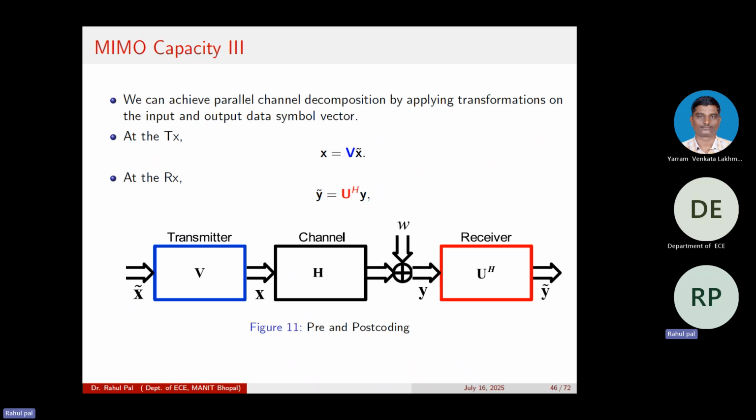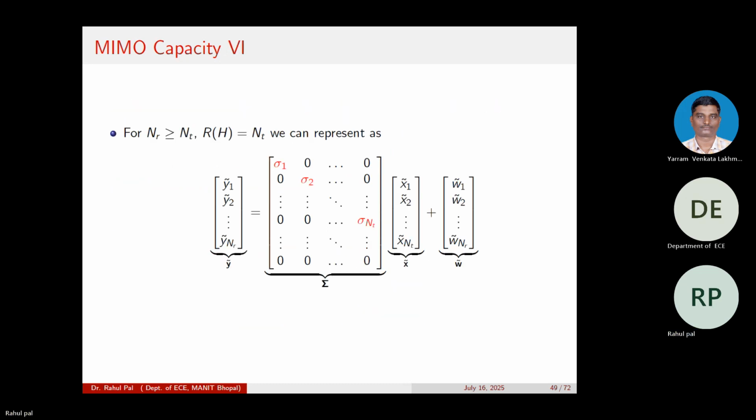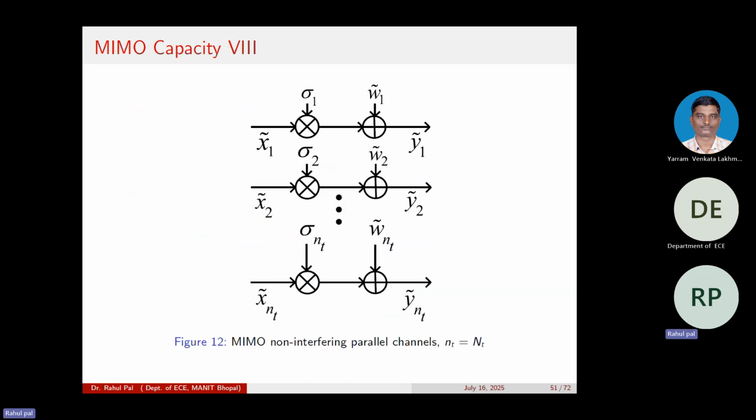Now I will do this process, pre-processing and post-processing. Before transmitting the signal, I do the pre-processing, which is done by multiplying the transmitted signal vector x tilde with V. After you receive the signal, you do the post-processing. For post-processing, U Hermitian is multiplied with the received signal vector. And finally, with all this mathematics, which I will not explain here, you will get this result.